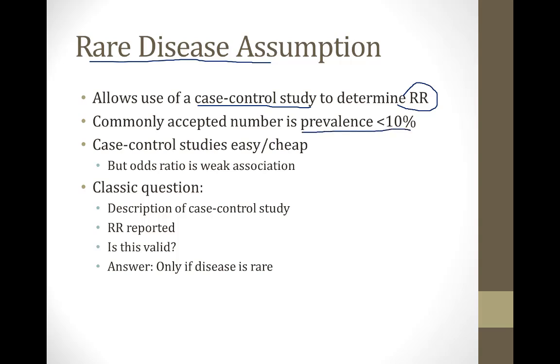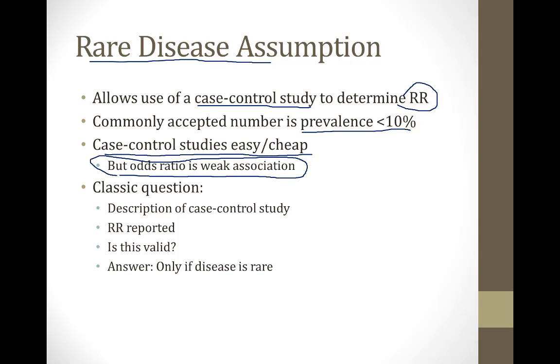The commonly accepted definition of a rare disease is a prevalence under 10%. So if your study population has a disease prevalence of less than 10% of the subjects, then you can make the rare disease assumption. And this is very helpful because case control studies are easier to do and they're often cheaper and less expensive. But we don't like that odds ratio. It's a weak association, it's a clumsy number. We like to use the risk ratio, and we're able to do that when the disease is rare.